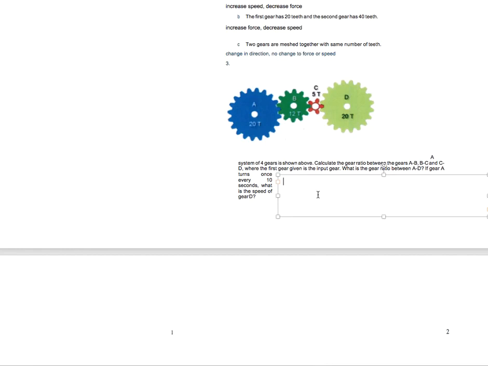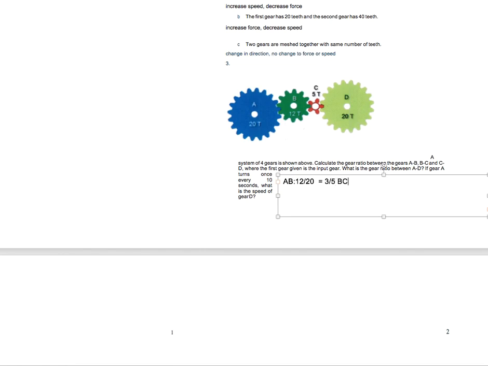A system of 4 gears shown above. Calculate the gear ratios between A and B, B and C, C and D. When the first gear given is the input gear, what is the gear ratio between A and D? So, A and B, output over input, 12 over 20. 12 over 20, well, we could make that 6 over 10, 3 over 5, couldn't we? Or 0.6.